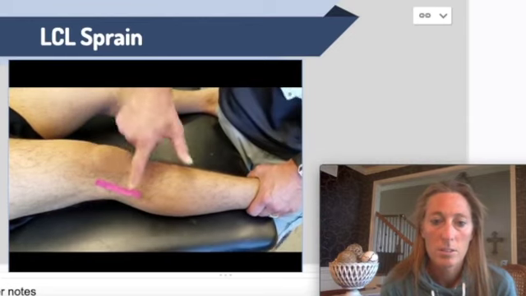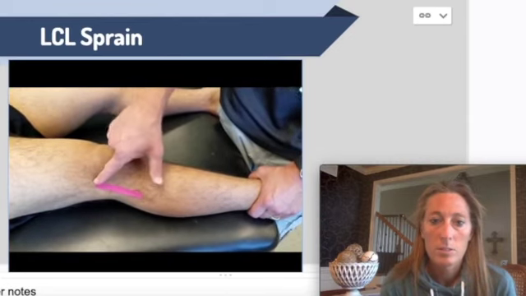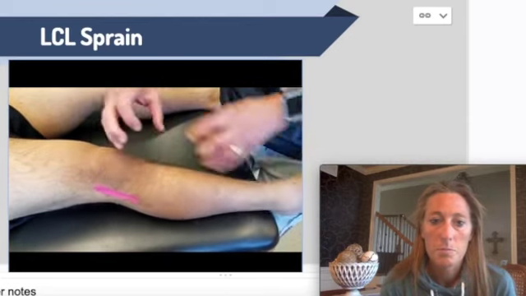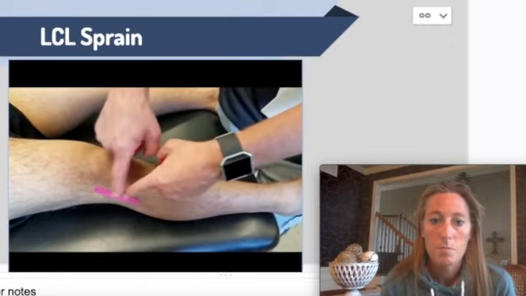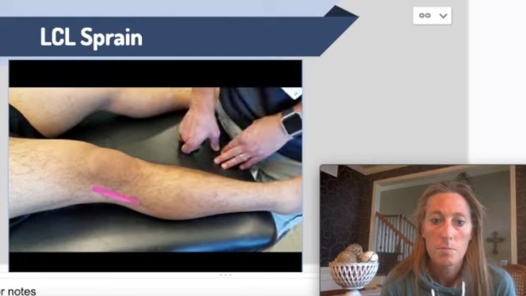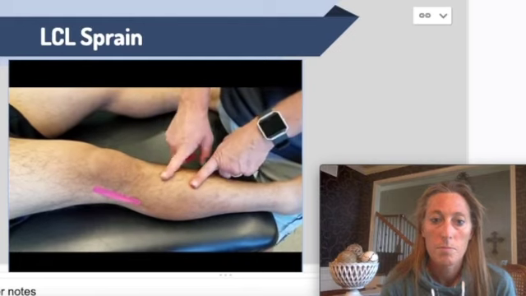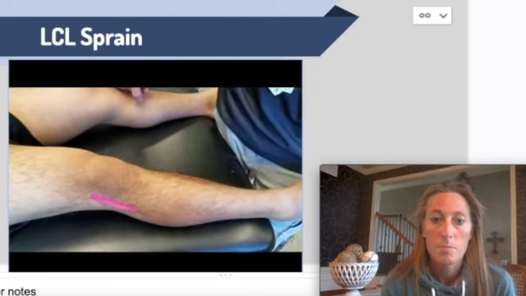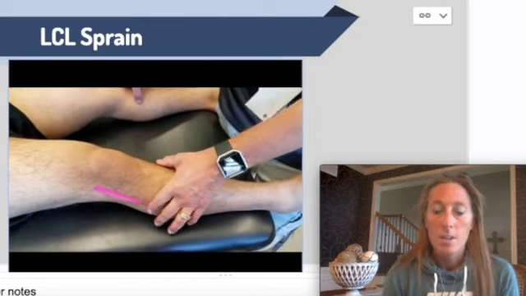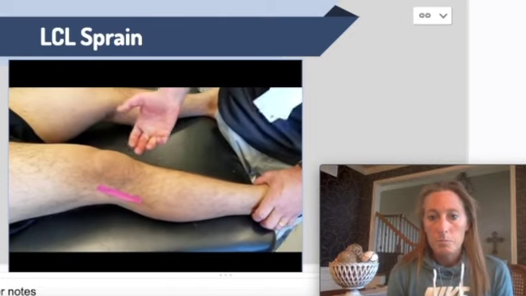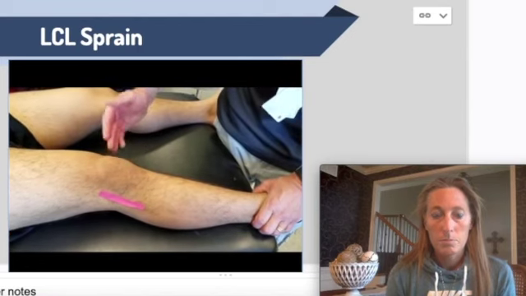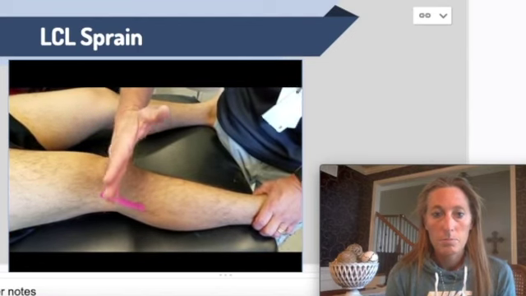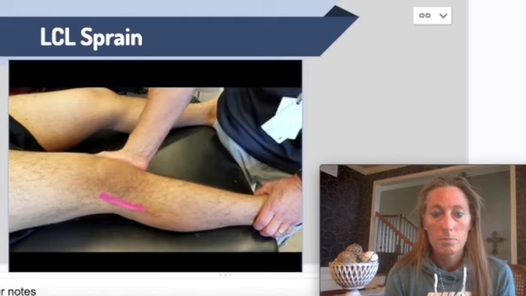A note to make is the LCL is not part of the joint capsule like the MCL is, and so you can get a little bit more movement when you do this test. Just remember to always compare to your other side and make sure you get a good history with your athletes so you know what's going on with both knees. So again, that is just putting that hand on the medial side, and we're going to do that perpendicular force across the joint that way, okay?